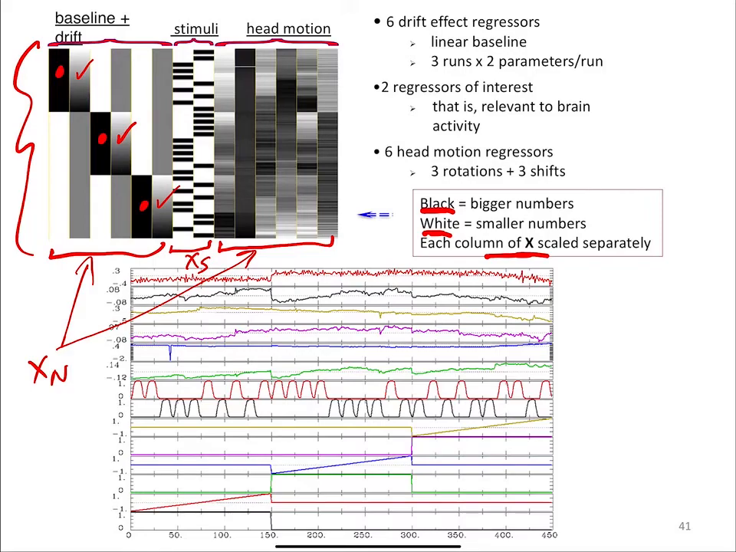So when we get to group analysis, there's going to be a question of when you have multiple runs, what's the right way to analyze it? Do you concatenate them? Do you do each one separately? And hopefully we'll get into that later. Okay, but for now, I just want to point out that looking at the matrix, you can tell what's going on.